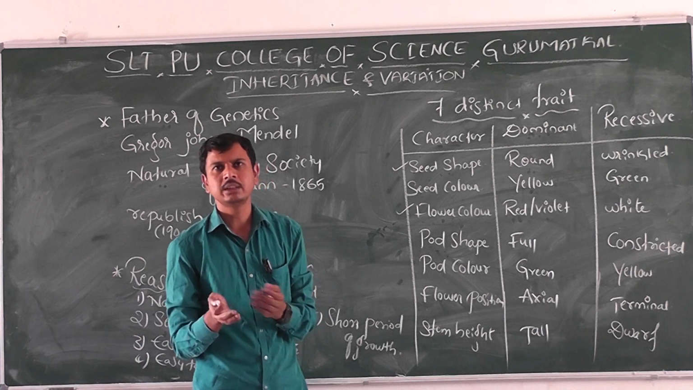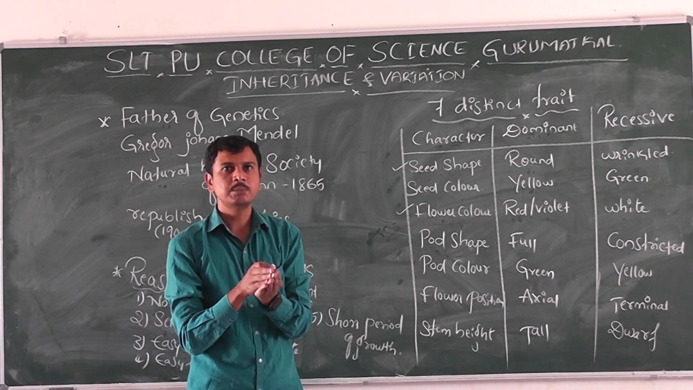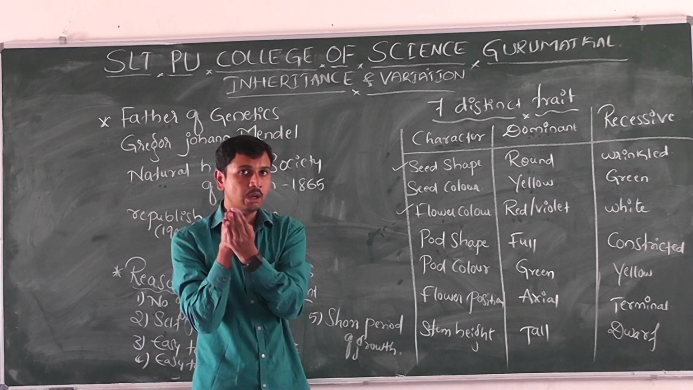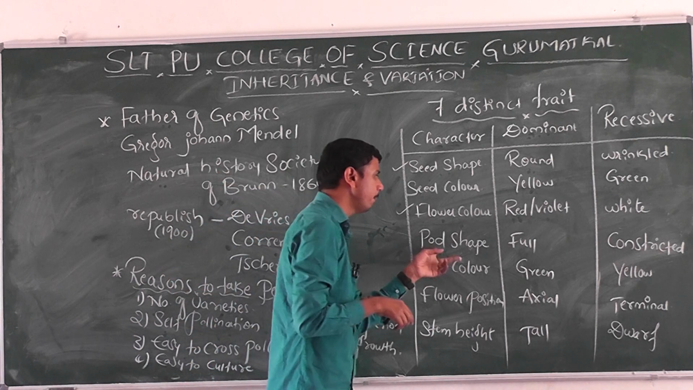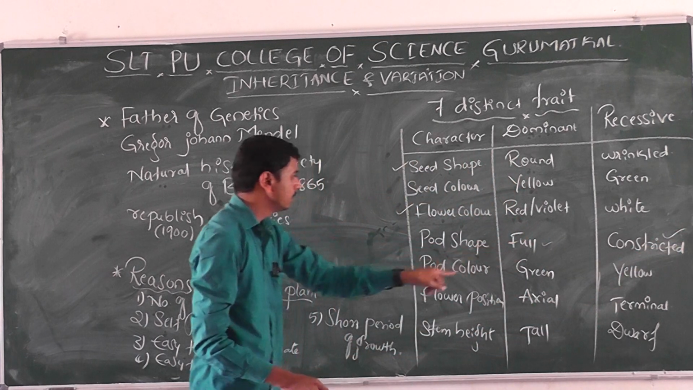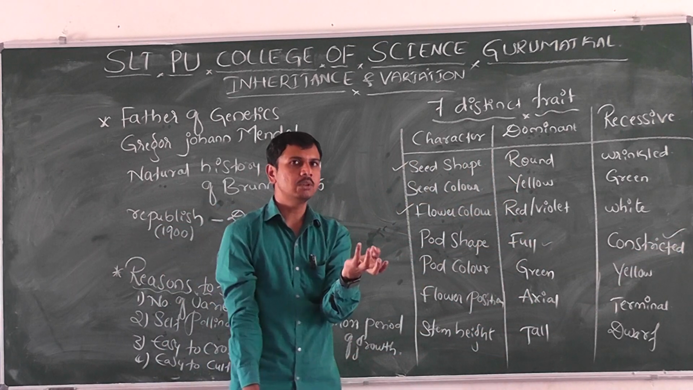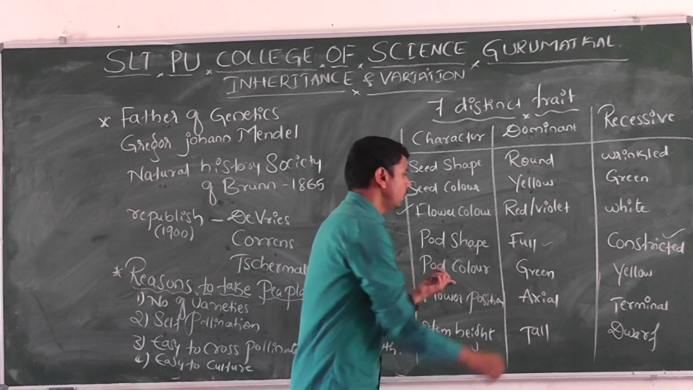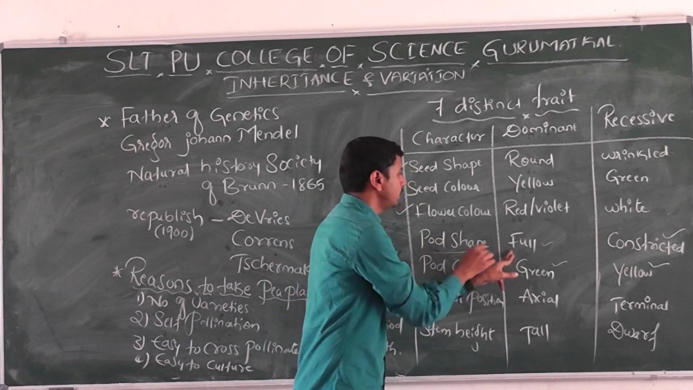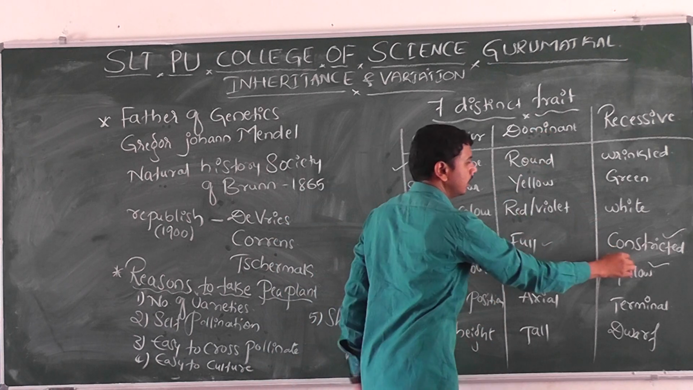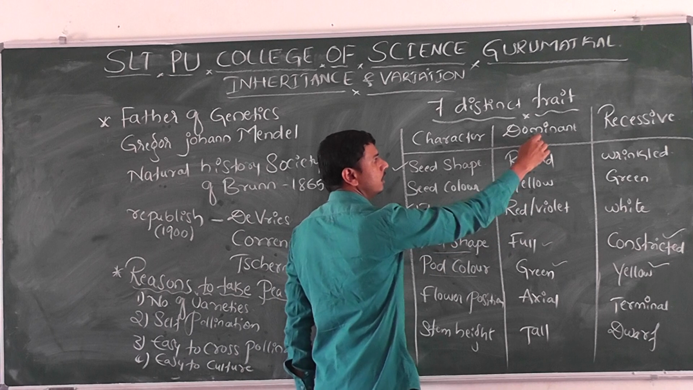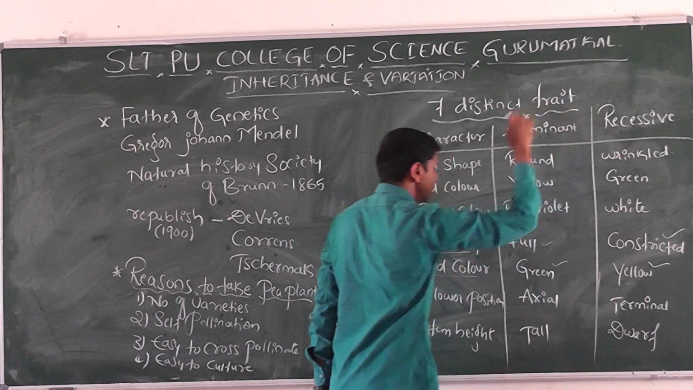You can see the pea seeds. If you see, they have been situated inside the pod. Inside the pod, peas have been situated. So that covering layer, whatever we are going to call, that is a pod shape. So either it might be full, or it might be constricted. Then the pod color, which type of color that pod has, okay. So either it might be green or the yellow. So in these two cases, when it comes to the pod shape, the full will act as a dominant and the constricted will act as a recessive. The pod color, the green color will be dominant and the yellow will be the recessive, okay.